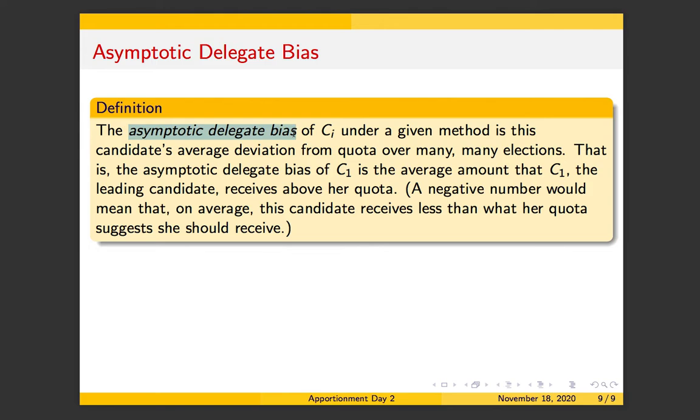So anyway, the asymptotic delegate bias of a given candidate, and again, I should re-emphasize here, the candidates are assumed to be ordered by vote total. So C1 is the leader, C2 is the second place candidate, and so on. That's important here. You are assuming that there's a definite leader, and that's C1, and so on. So what is the asymptotic delegate bias? Well, you have to have a method in mind. So you have an asymptotic delegate bias under Hamilton's method or under NIE or whatever. What is that? It's the candidate's average deviation from quota over many, many elections.